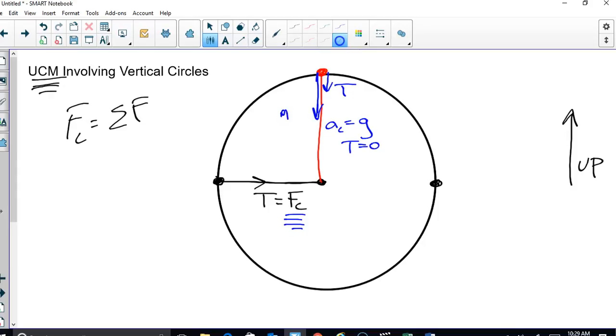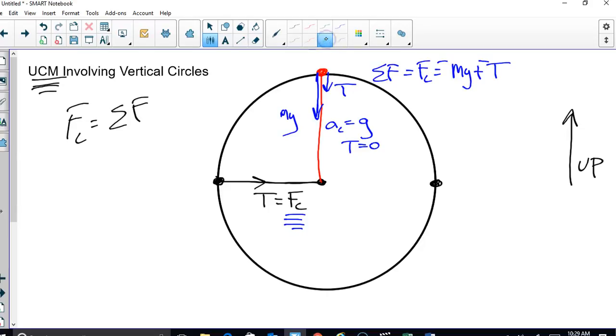So at the top, your net force, and therefore your centripetal force, is equal to the combination of mg and tension. Both are directed downward at that point, so they're going to combine.